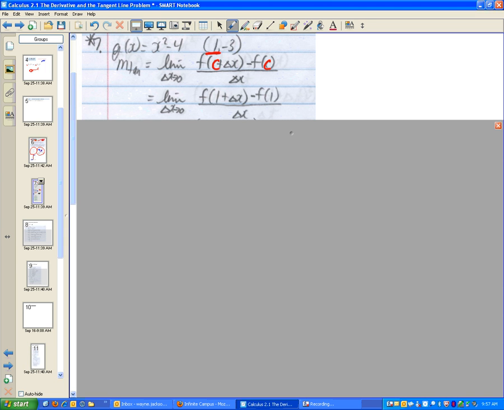So the slope of the tangent line would equal the limit as delta x approaches 0 of f of 1 plus delta x minus f of 1 over delta x.